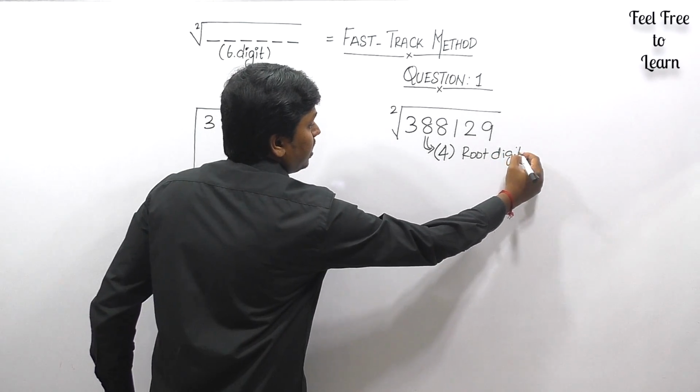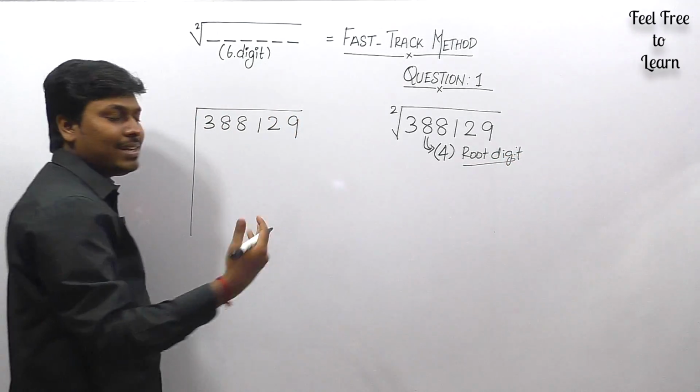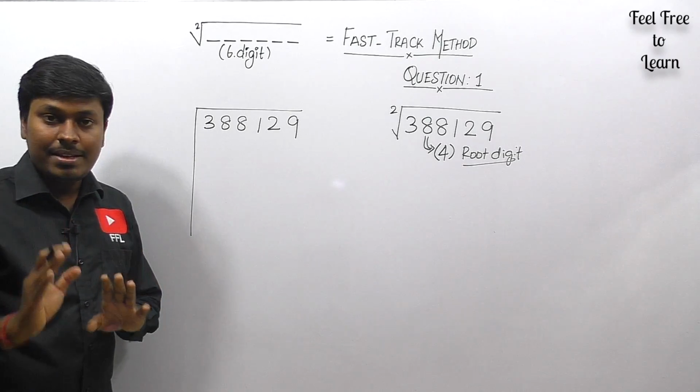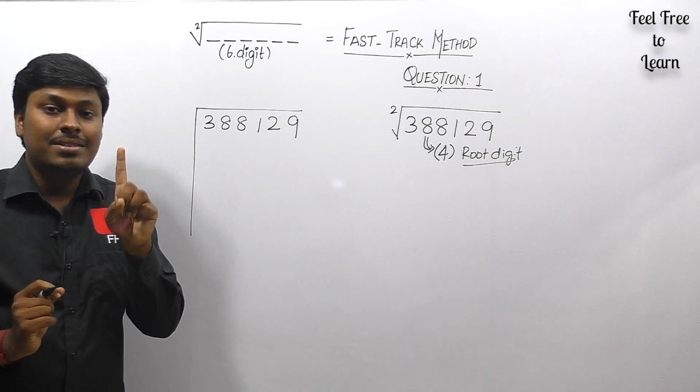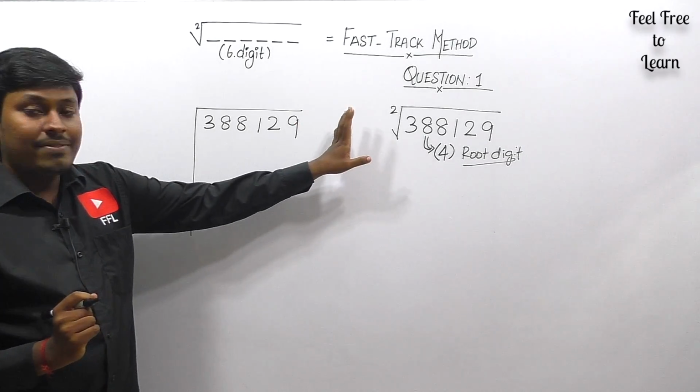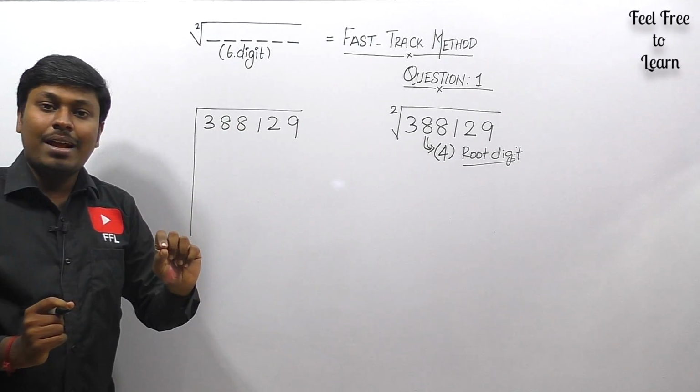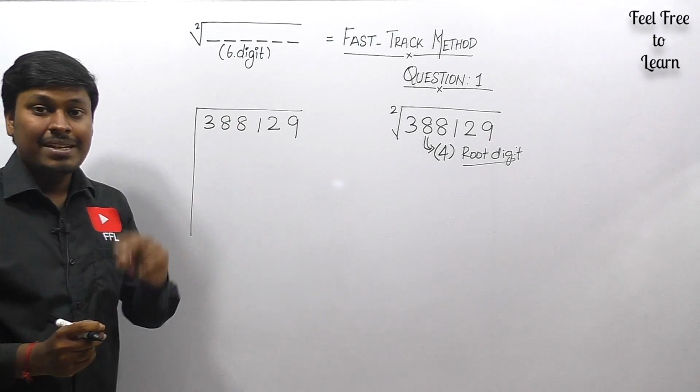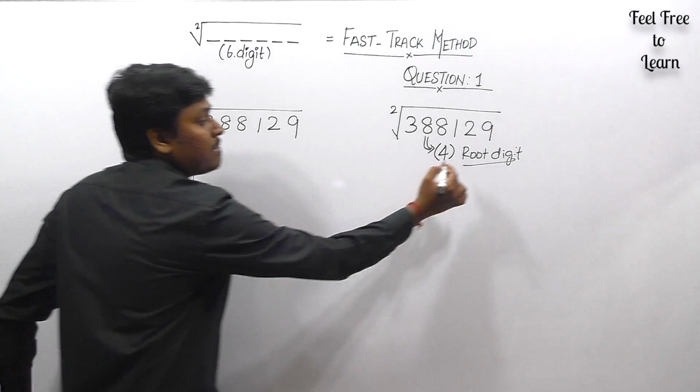Friends, got it? I'm just adding all the numbers and we have already learned this. Root digit should always be in a single digit. So this should be your step number 1. If they have given any 6-digit number, first of all calculate what is the root digit of the number. Step number 2. The number ends in 9.